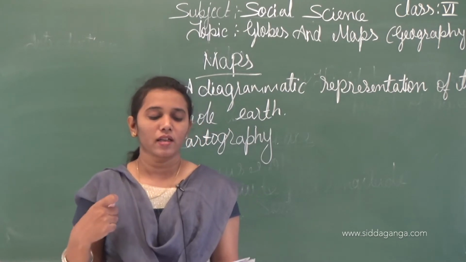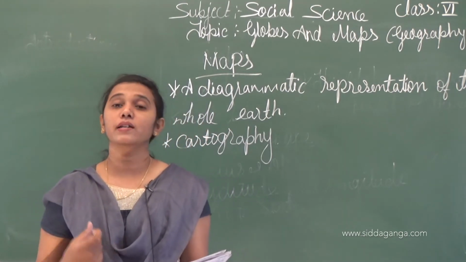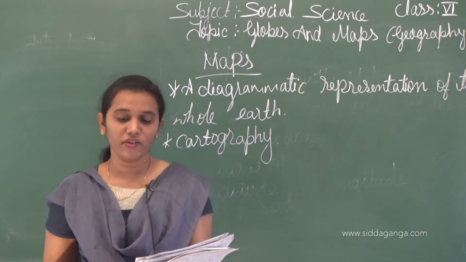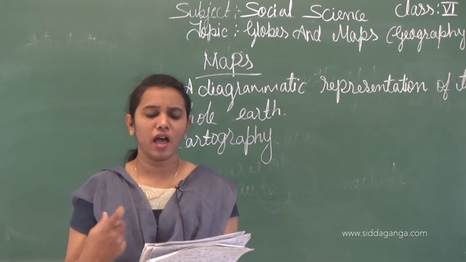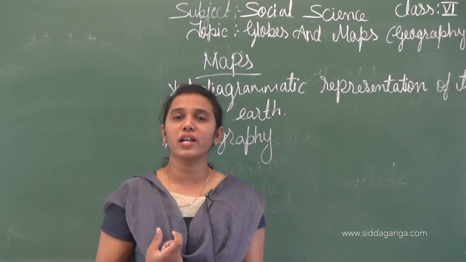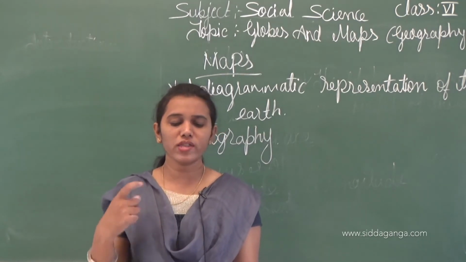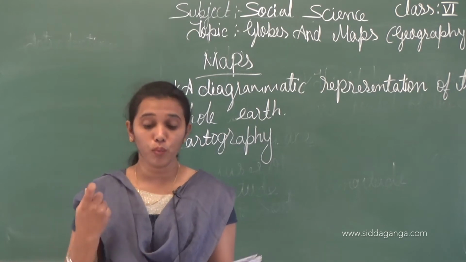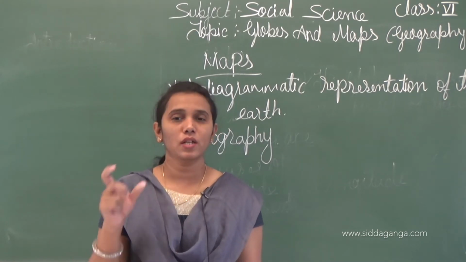Understood children? There is history, geography, civics and many branches of social science. The science and art of making maps is called cartography. Both science and art are needed; map making needs knowledge.